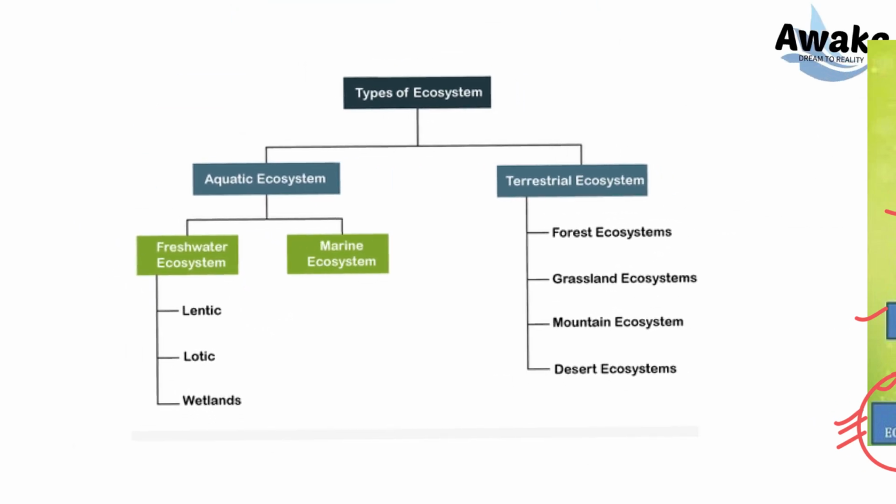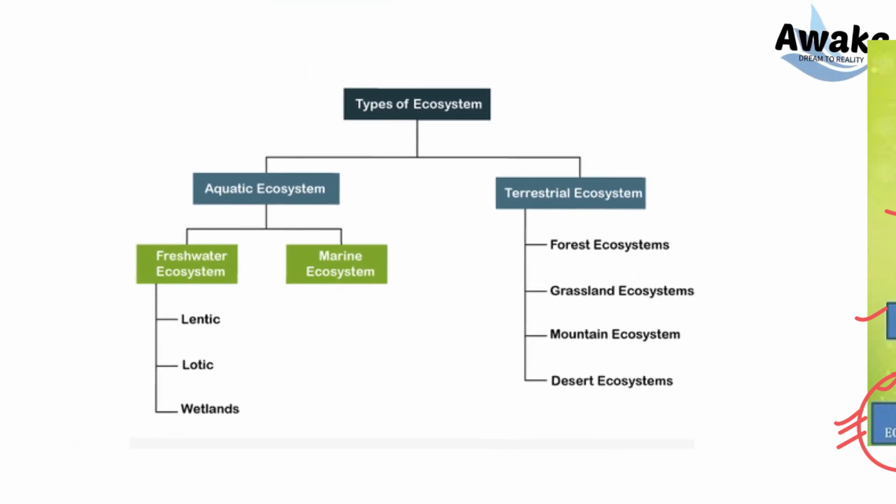In the aquatic ecosystem, we have a further classification of freshwater and marine ecosystem. In the freshwater, we have lentic, lotic and wetlands. In the examination, lentic and lotic are asked very frequently. Here there is a minor difference. Lentic is talking about still water. See, water is very still here. When it comes to lotic bodies, here water is flowing. So flowing water bodies come under the term lotic.